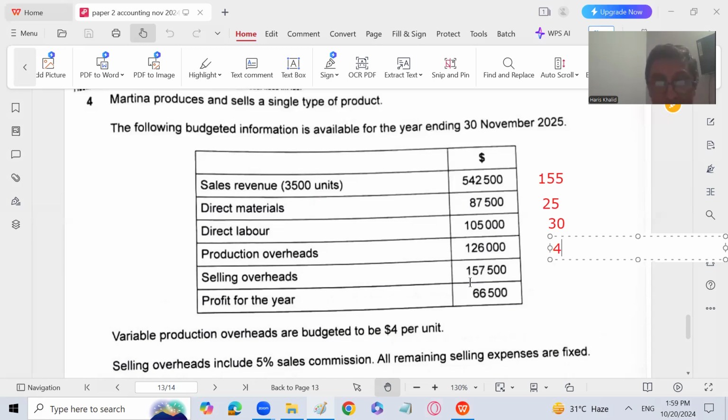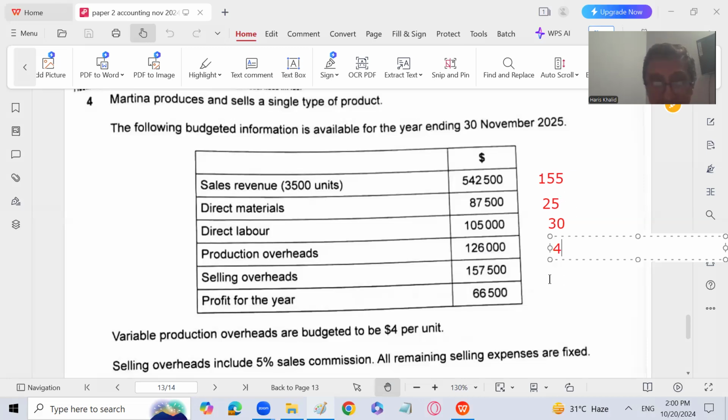Now let's talk about the variable selling expense per unit. Selling overheads are given as 157,500, and the question tells us that the selling overheads include 5% sales commission. It means that 5% of the selling price is going to be your variable selling expense, because variable selling expense per unit won't change.